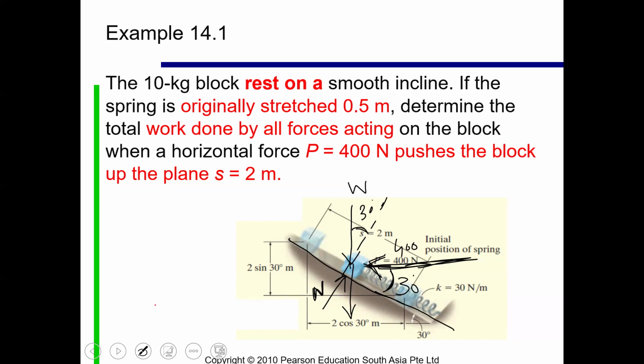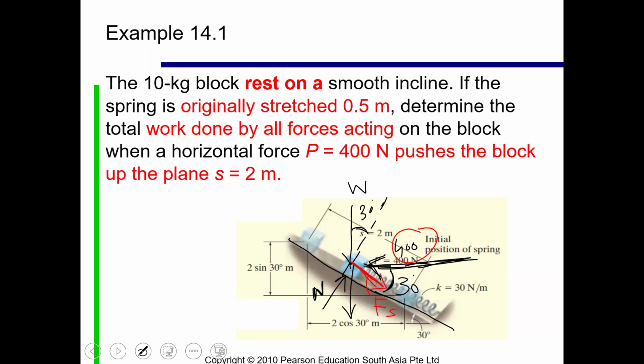The spring will try to bring it back, right? If you are going to stretch the spring, the force in the spring will look like this, right? It's trying to bring it back to the initial position. When the external force of 400 Newton is trying to pull the block upward, the force in the spring is trying to bring the object back to the initial position. So the spring force will look like this. So the force 400 is here.